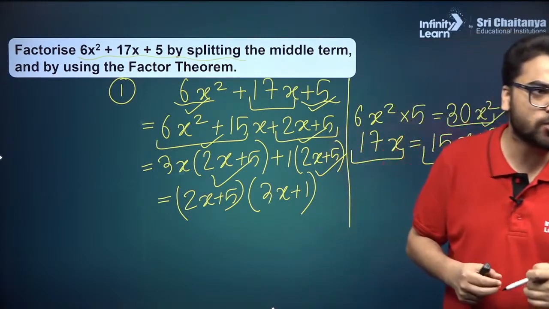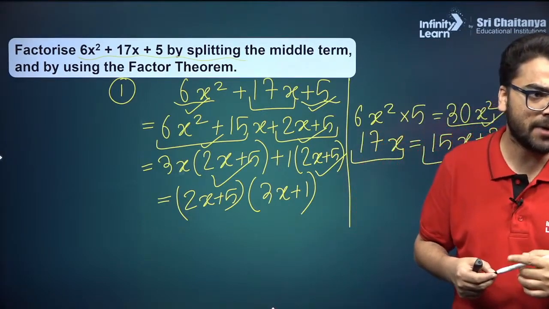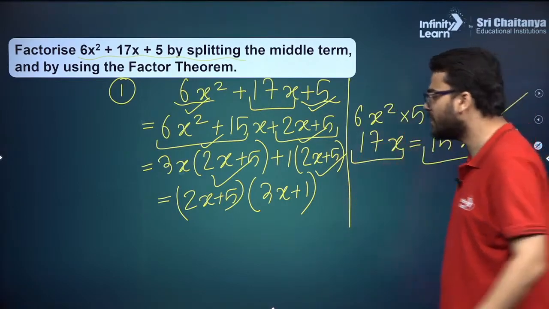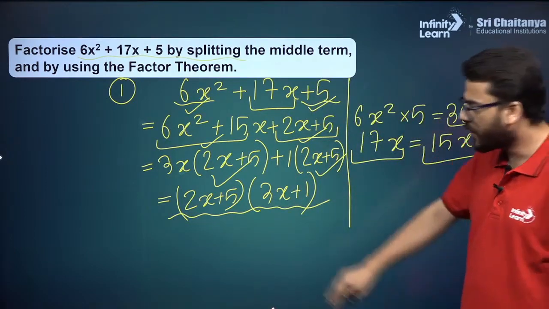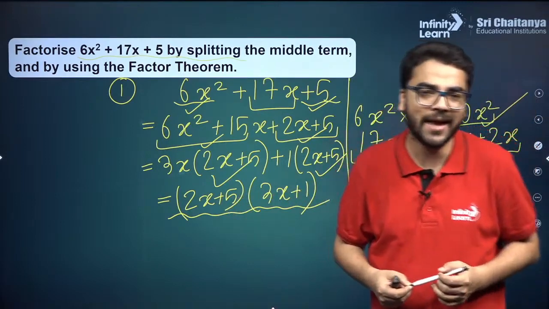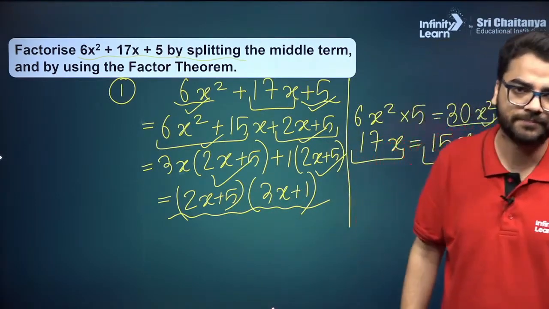Is it clear to every student in this session? Kazim, Shanu, Yesh, Nawaj, Amarnath, any doubt in this? Hello Ashik. Any doubt in this factorization of this polynomial using splitting the middle term? So we have got 2x plus 5 and 3x plus 1. That's how you factorize a quadratic polynomial using splitting the middle term.